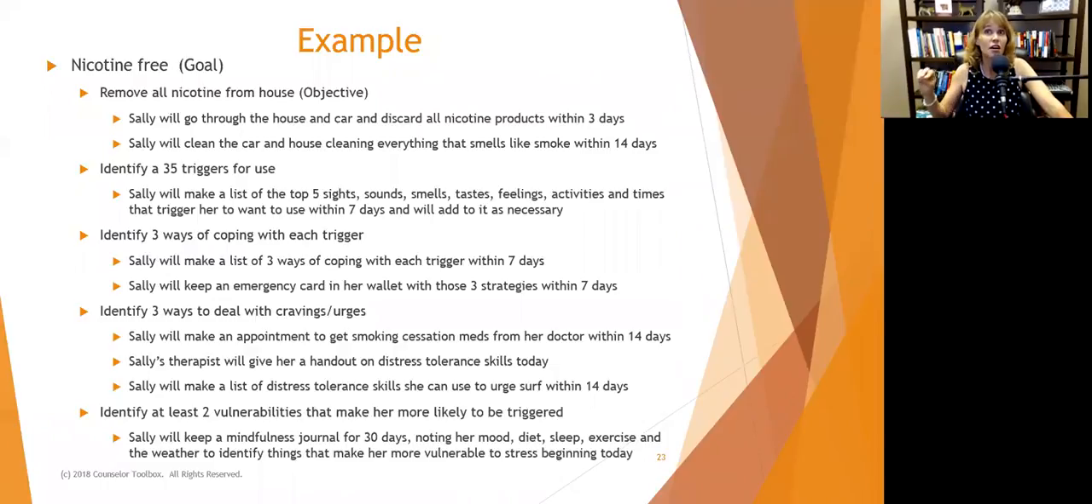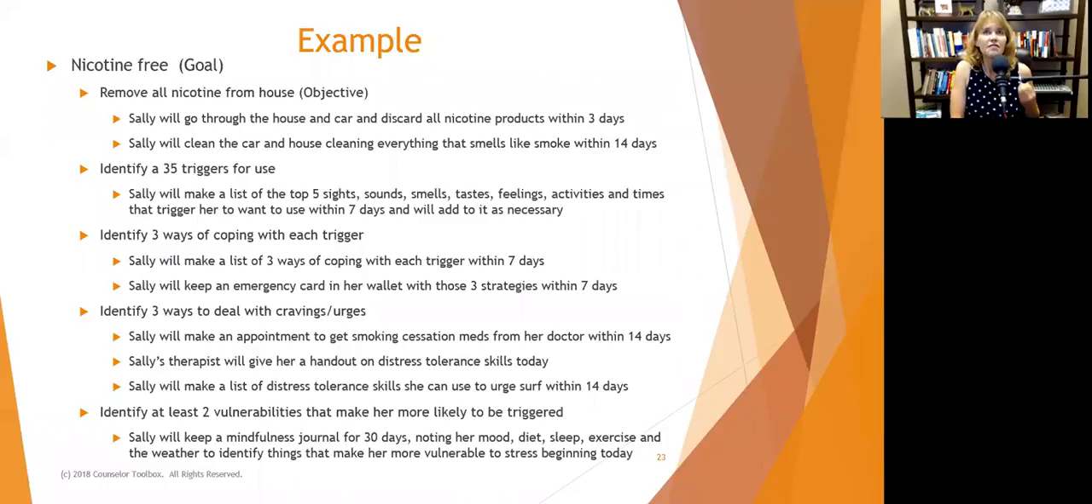Sally will clean the car and house, cleaning everything that smells like smoke within 14 days, because that's going to be a big project. Identify 35 triggers for use. Now that's a really big number. I just kind of pulled that out of the air. But if the person identifies 5 triggers each day for 7 days, that's 35.